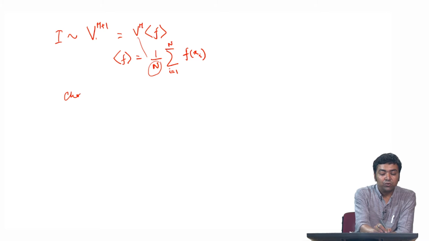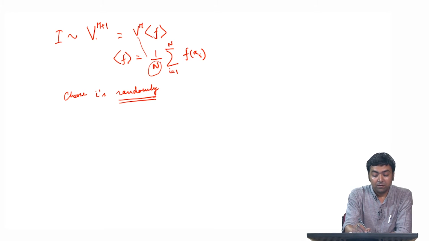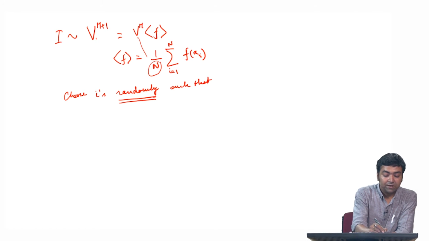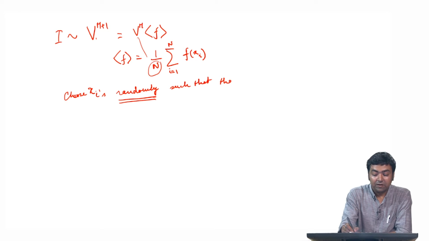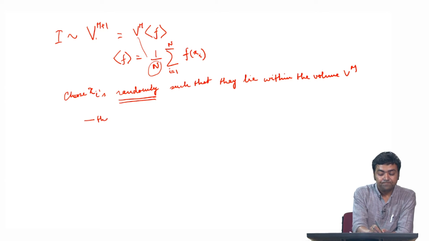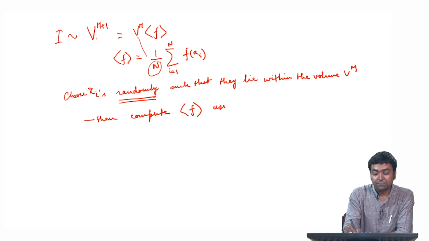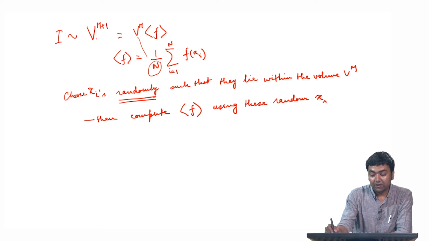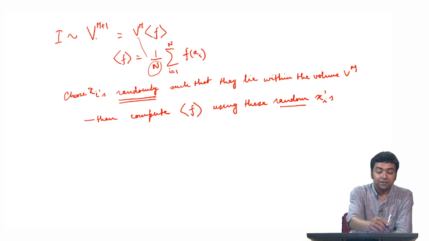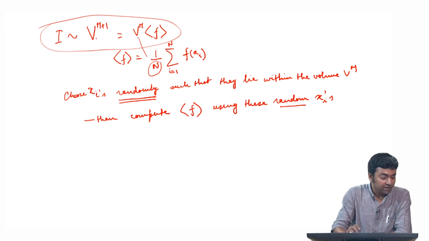So, the idea is choose x i's randomly, such that they lie within the volume V m, and then compute the average value of the function, again using these random x i's, and then you plug this in this equation and you will get an estimate of the integral.